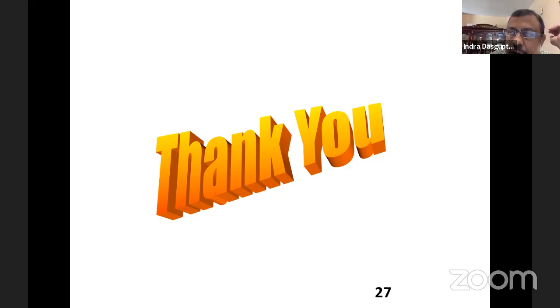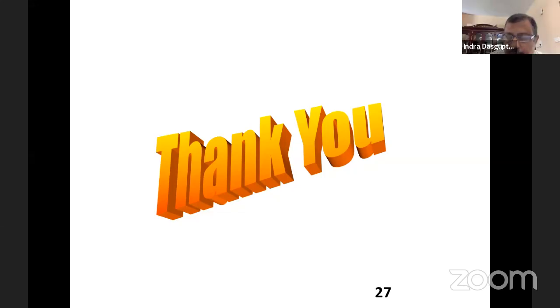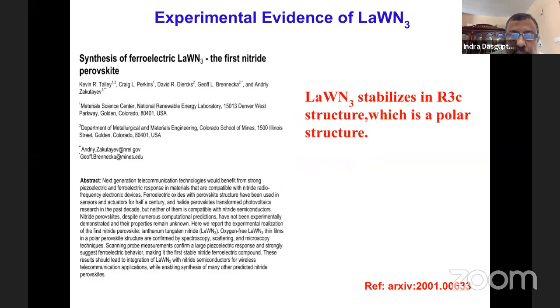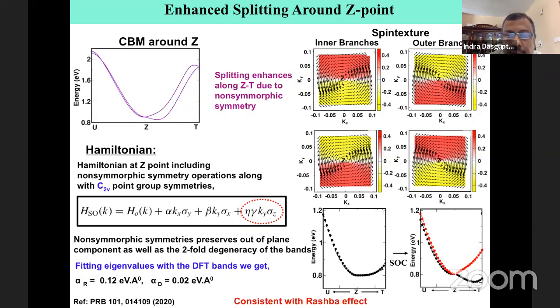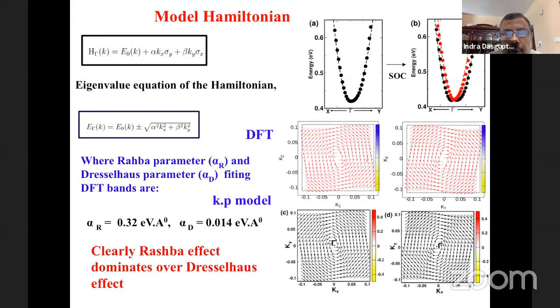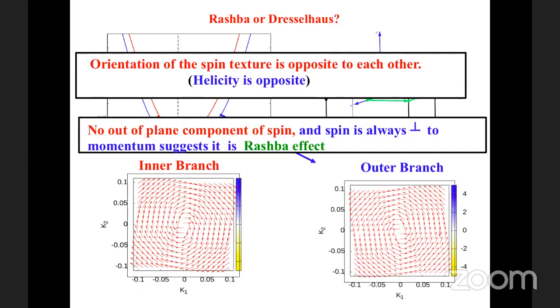So what distinguishes between the two spin textures? Is there an invariant which distinguishes them? There is an invariant. Let me just go back to a slide and I'll show you. I think it's a very good question. So this is around the gamma point.